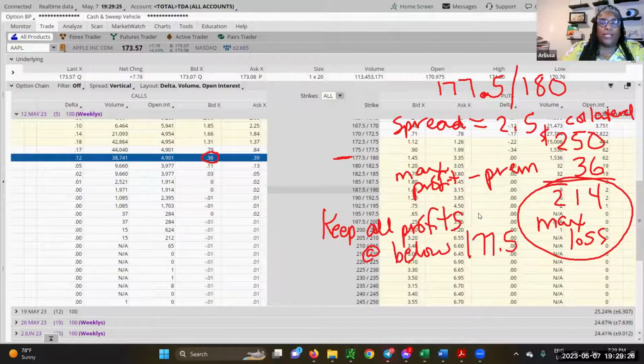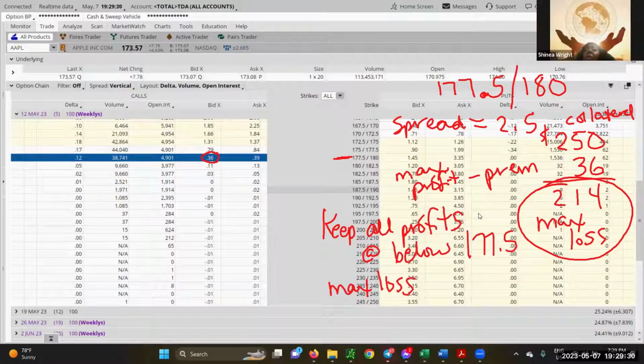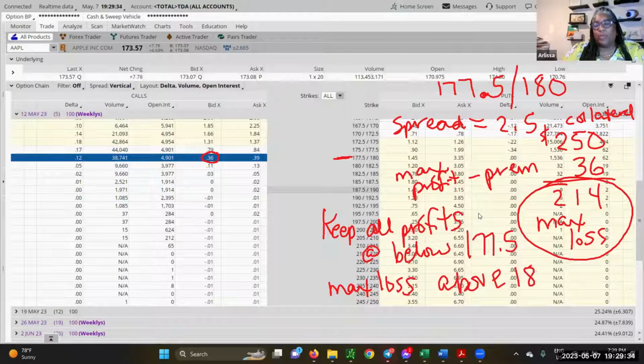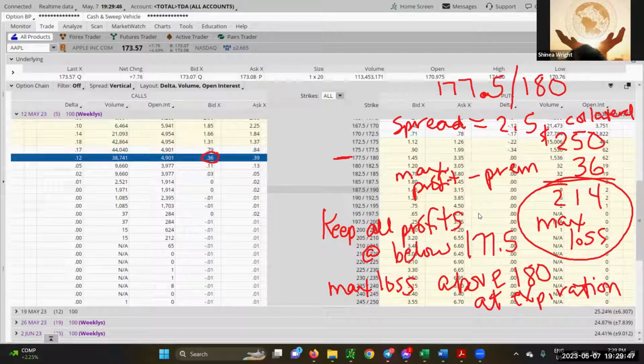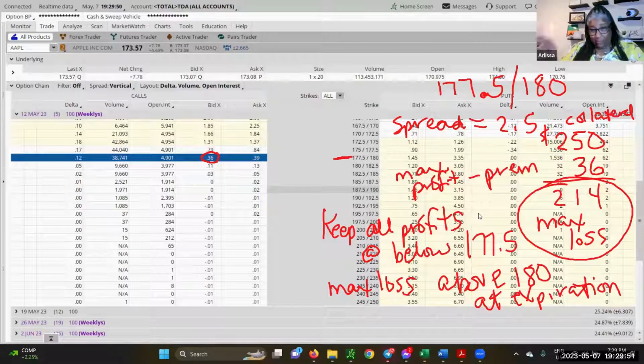When would you experience max loss? If it goes above 180. If it's above 180 at expiration, you experience max loss. That's key because it's not just if it goes above 180, because it could go up there and come back down. Right? So it's where we are at expiration.